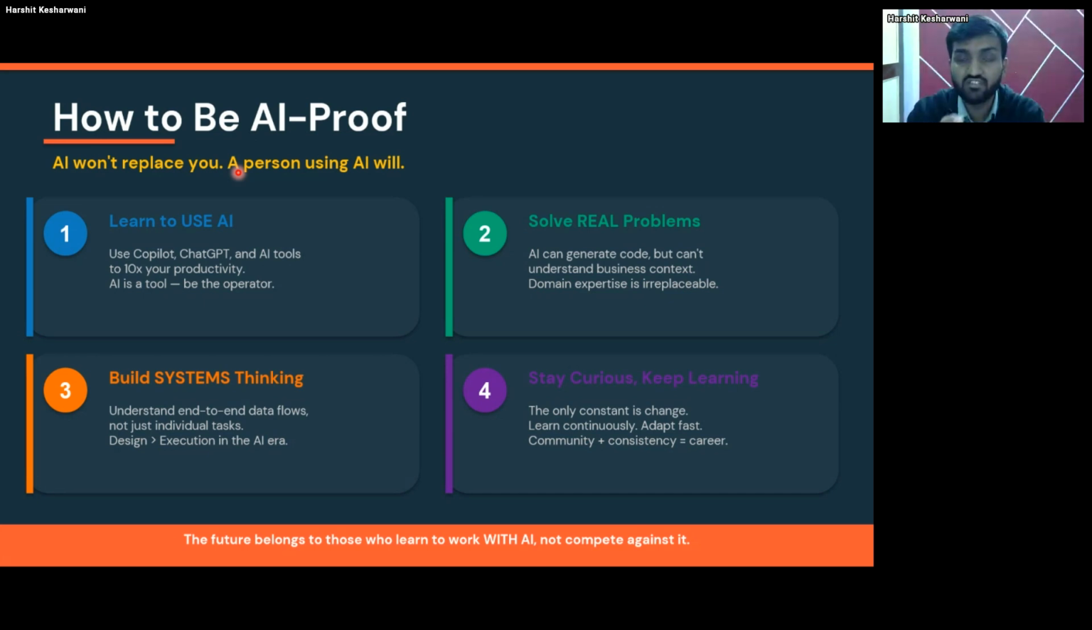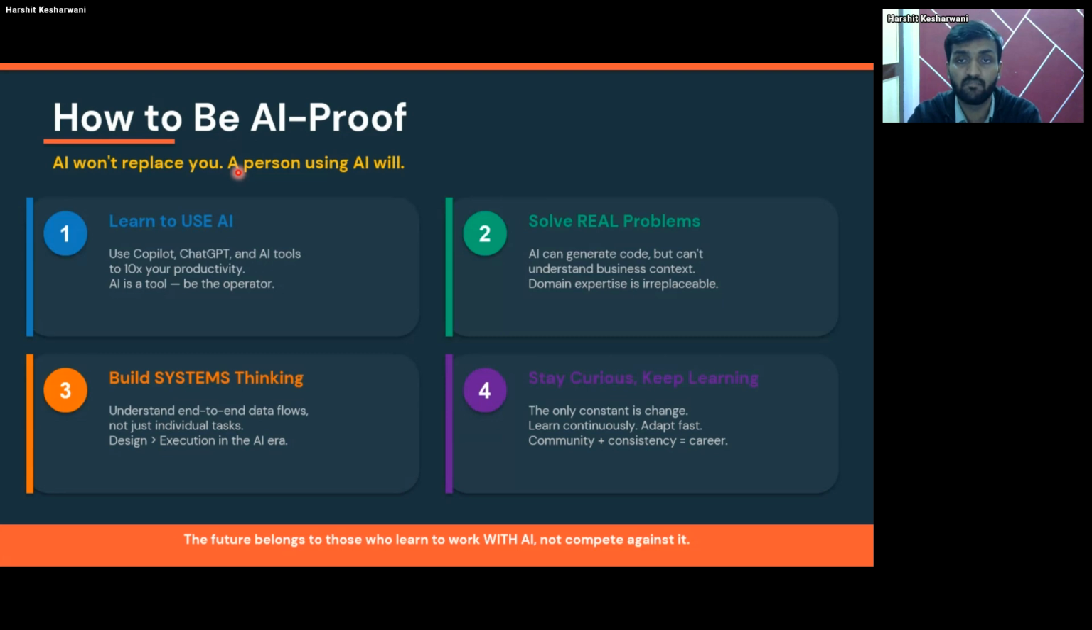Don't focus on individual tasks. Don't just focus on, okay, I want to clean this data. Try to understand things end to end: why this is happening, how this is happening, what next could happen. It's really important not just to focus on the single task, but to understand things end to end, because AI can do a single task, but AI cannot do everything.